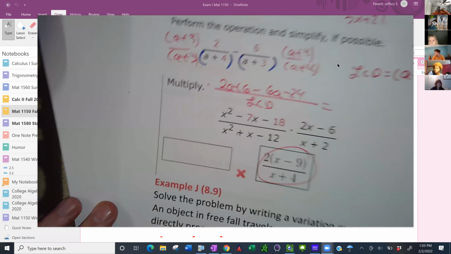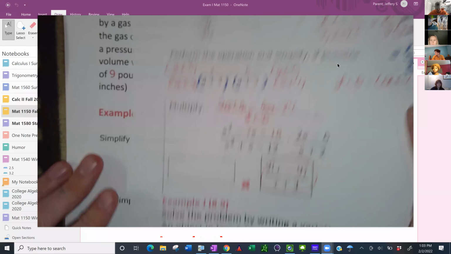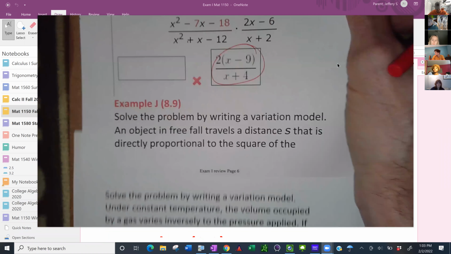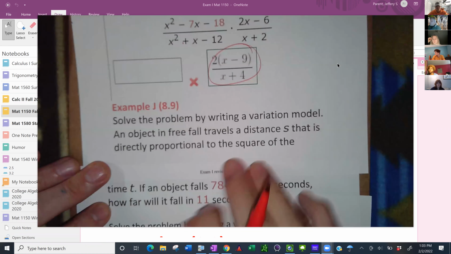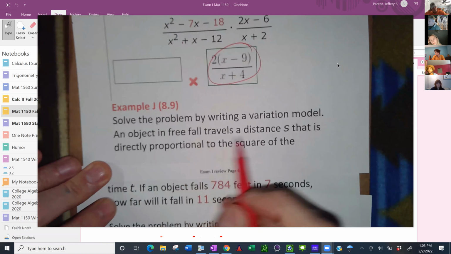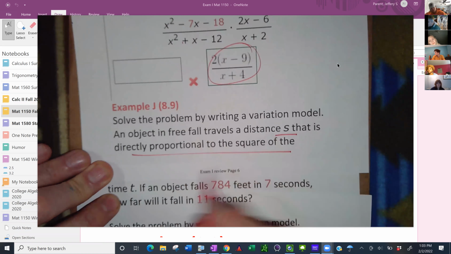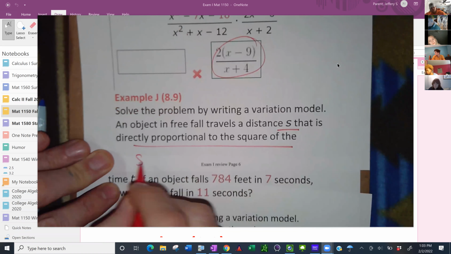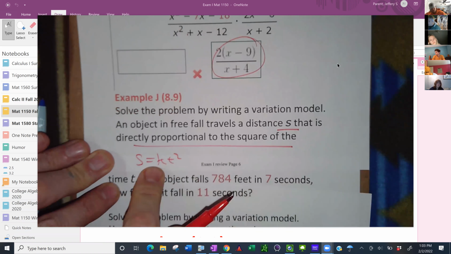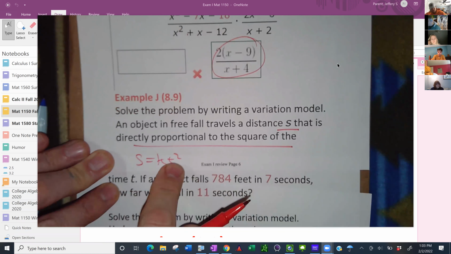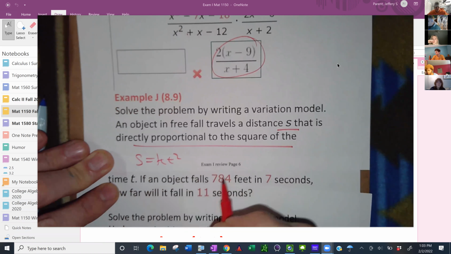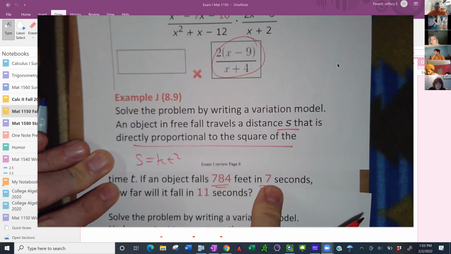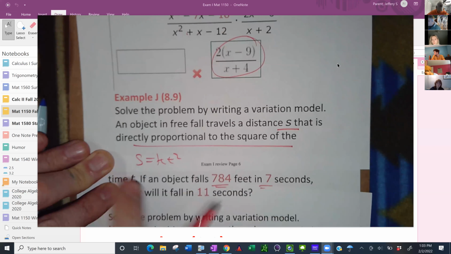And just to finish up a little bit, some variational problems. Solve a problem by writing a variation model. An object falls a distance s that is directly proportional to the square of time. So that means s equals k times t squared. People always forget the t, or the squared there, or they forget the k. If the object falls 784 feet in 7 seconds, so that's t is 7, s is 784, that allows you to solve for k. K is usually 16 in these problems.